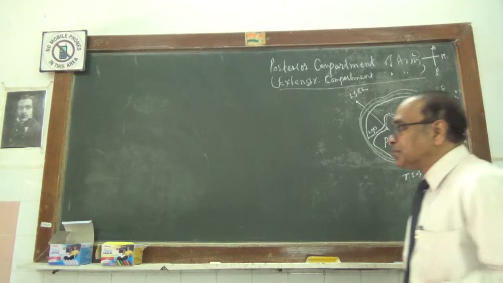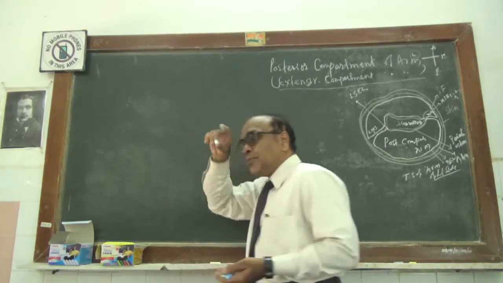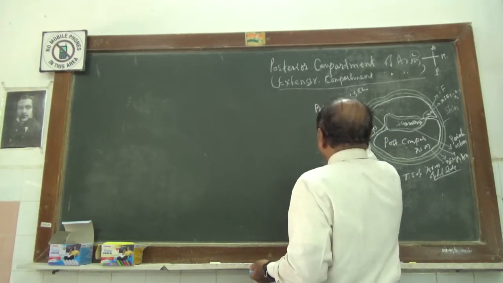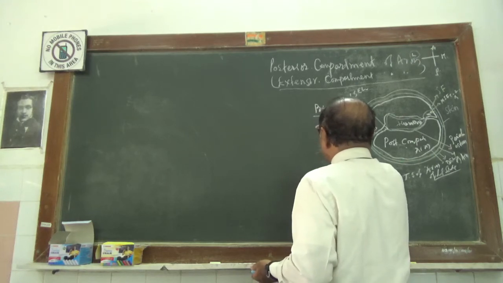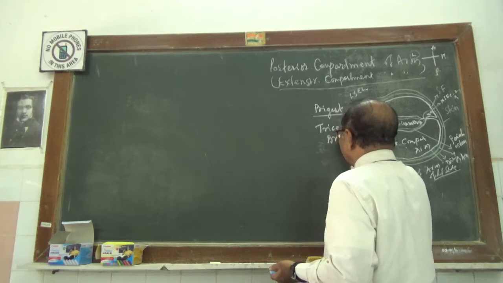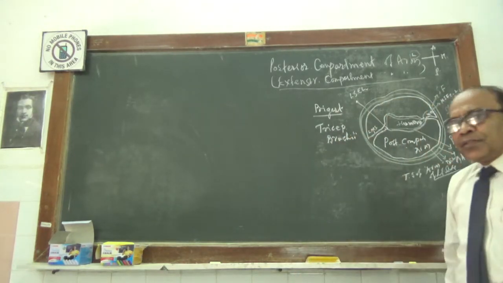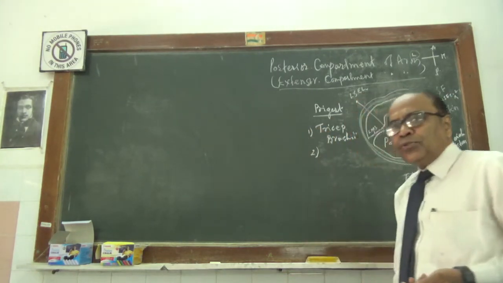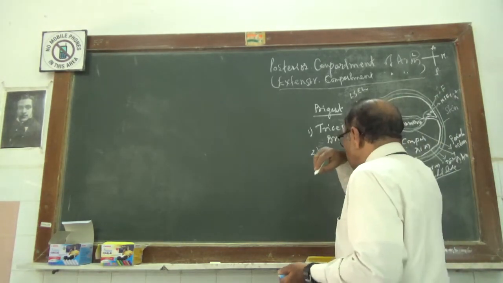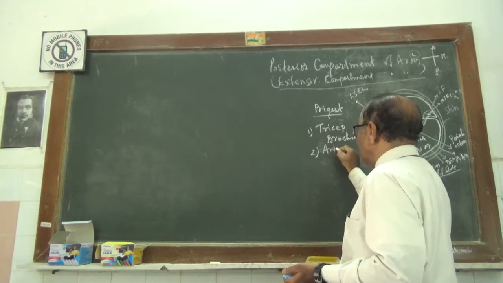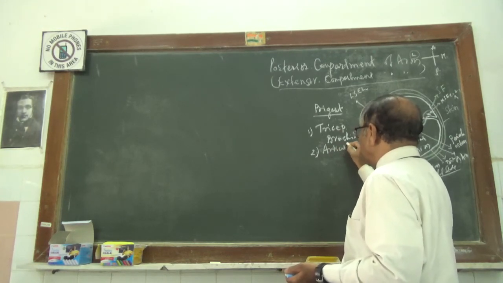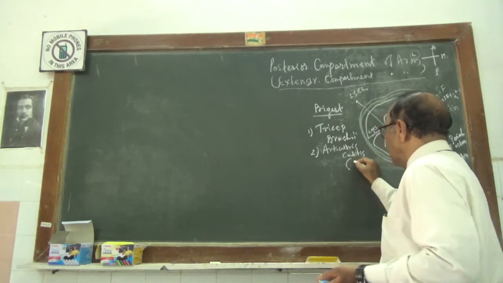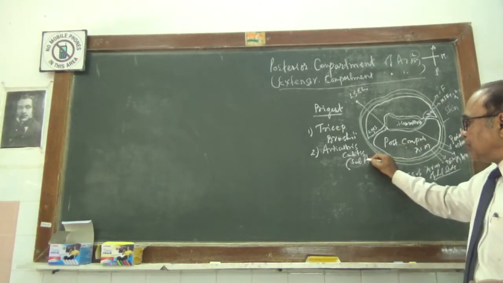Now in this compartment you will have only one big muscle, that is triceps brachii. And also there will be one small or minute muscle, that is articularis cubiti or subanconeus.